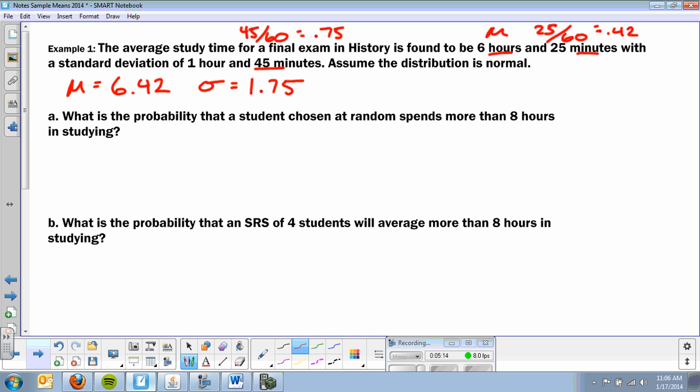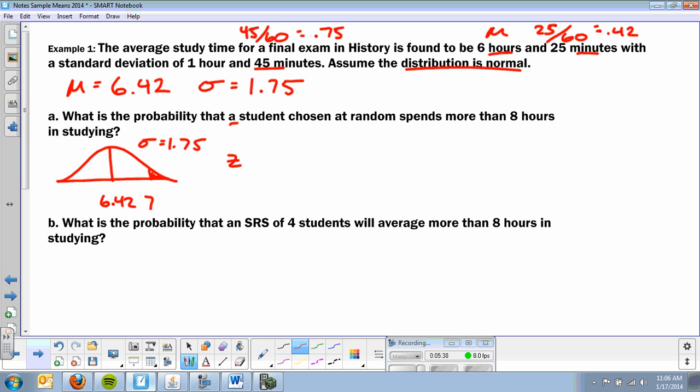So we start off with an old question to show you how this is simply problems that we've done before. What is the probability that a student chosen at random spends more than 8 hours in studying? So one single person. So that's an old problem. They're normally distributed. Okay, the distribution of study times is normal. The mean is 6.42. I want 7 or more with a standard deviation of 1.75. So all of this should look familiar.